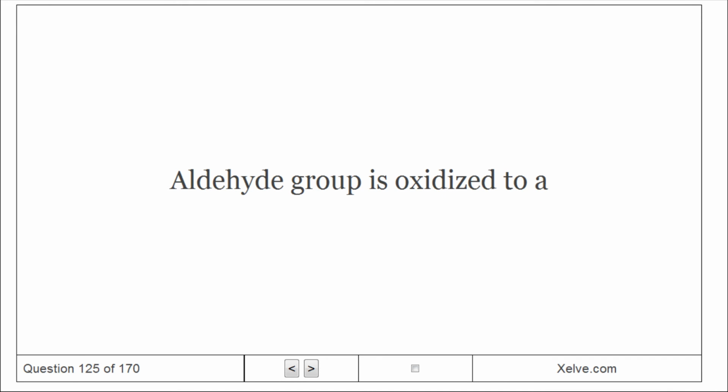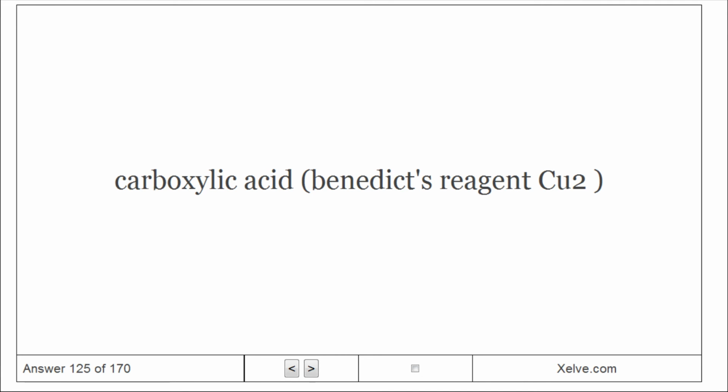Aldehyde group is oxidized to a carboxylic acid.